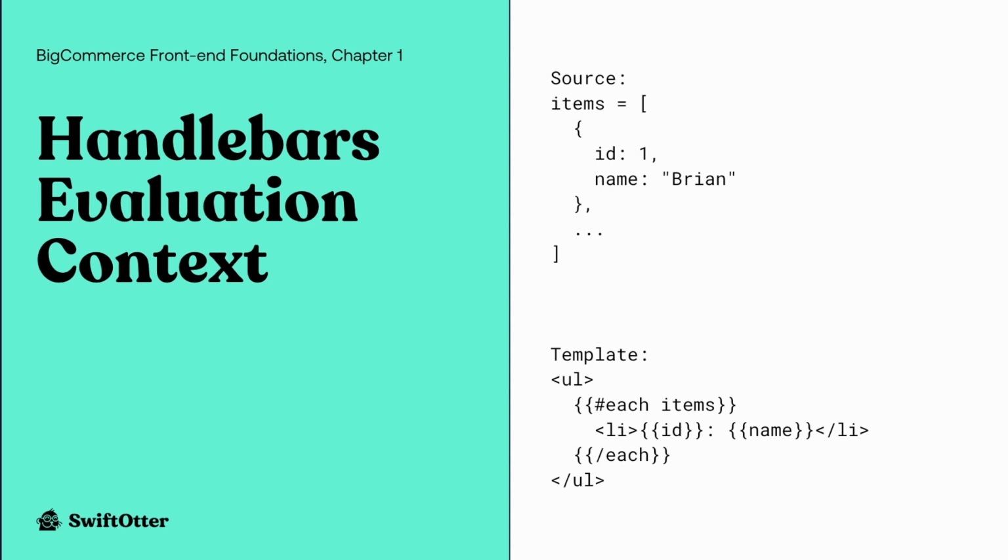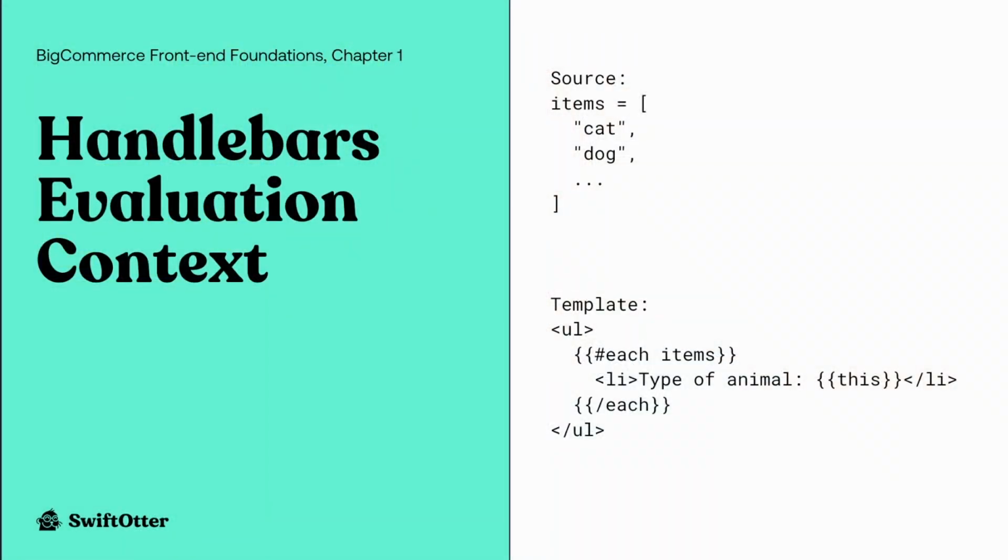Now, before we move on, I do just want to point out that in any context you're in, you do have access to a special variable called this, just like you would expect in many programming languages, that can be used to reference the context itself. So let's just look at an example of what I mean by that.